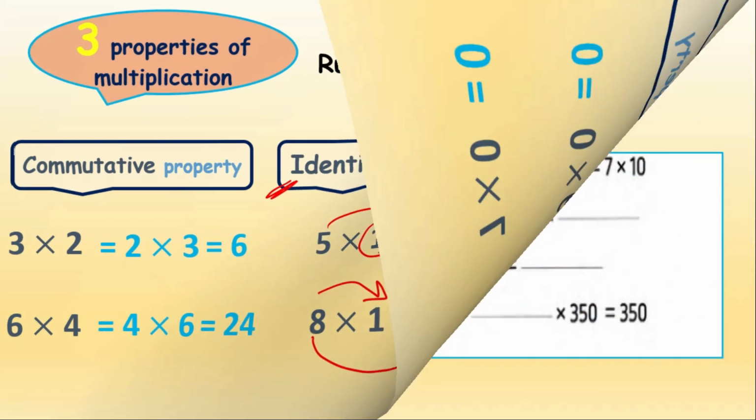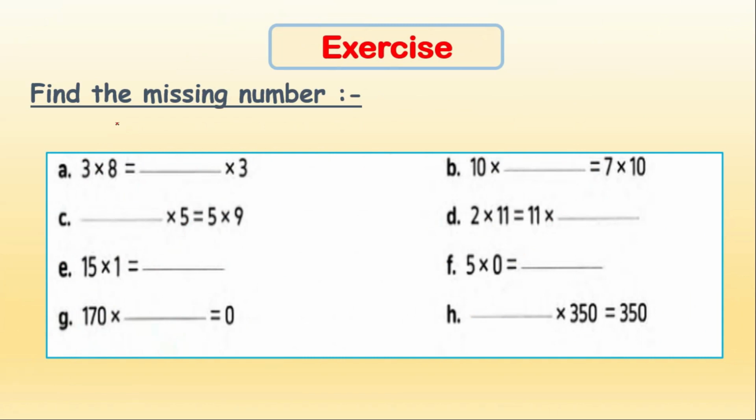Okay, let's solve the exercise. Find the missing number. 3 times 8 equals what times 3? Of course, 8 times 3. And can you remember which property? Commutative. Got it?